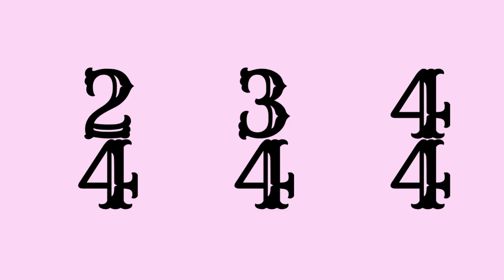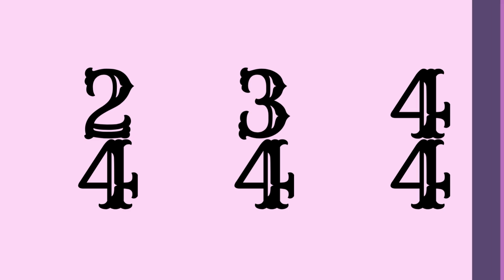So in 2/4, there are 2 beats in each measure, and the quarter note gets 1 beat. In 3/4, there are 3 beats in each measure, and the quarter note gets 1 beat. In 4/4, there are 4 beats in each measure, and the quarter note gets 1 beat.